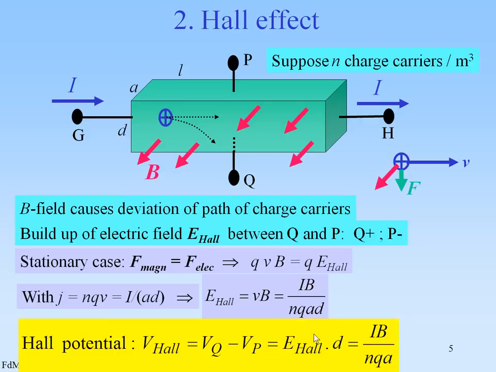And this is called the Hall potential. For the Hall potential we have to multiply with D, and we end up with this expression for the Hall potential. So the field will build up until the electrical force will compensate the magnetic force, and then between Q and P there will be a potential difference that can be measured. So this is a prototype for a magnetometer.